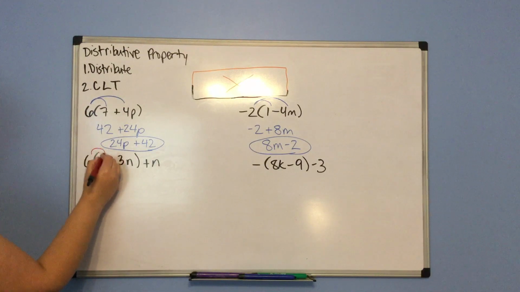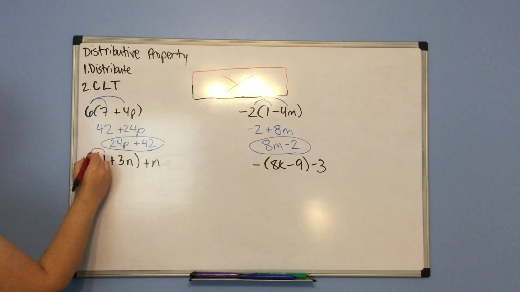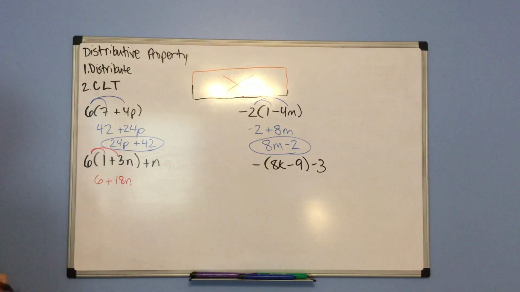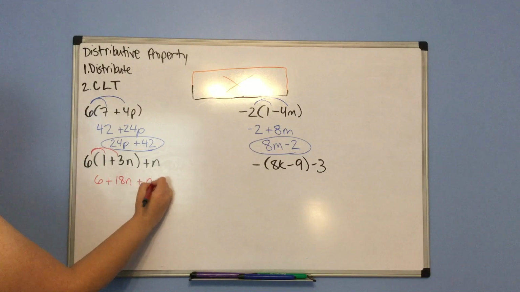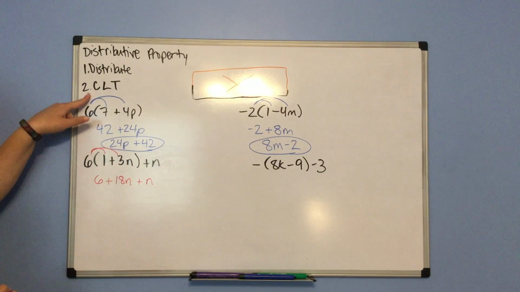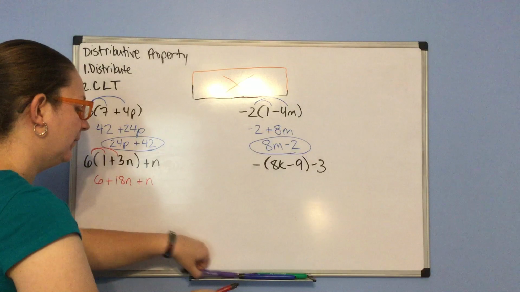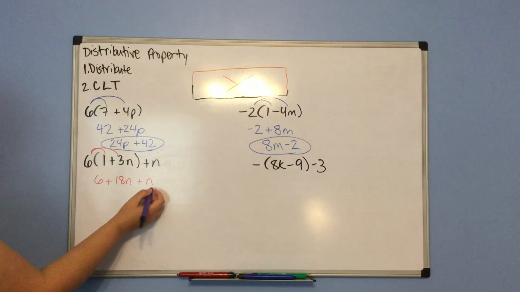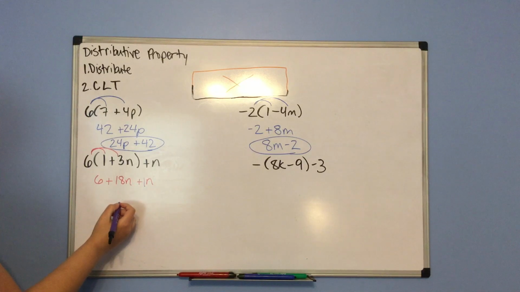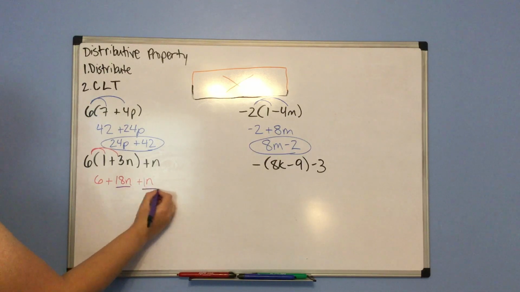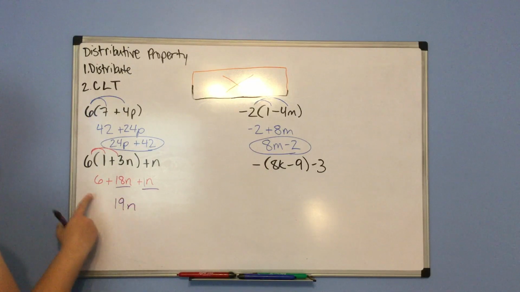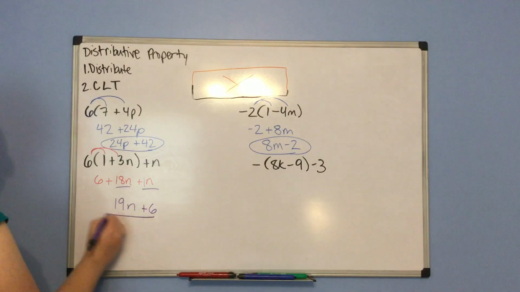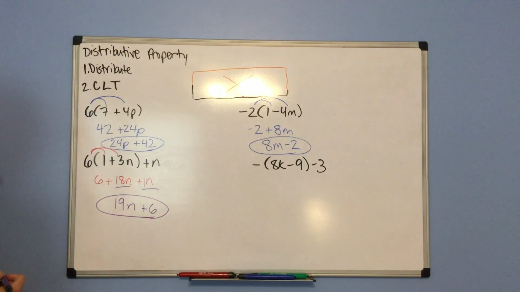Let's try it. 6 times 1 is 6. 6 times 3n is 18n. So we're done distributing. But then I still have this other plus n here. Now I need to combine my like terms. My like terms are the two n terms. Remember, when you see just n, that's the same as 1n. So when I combine those, 18 plus 1 is 19n. And then since the 6 doesn't combine with anything, it just stays the same. That right there is your final answer for that one.